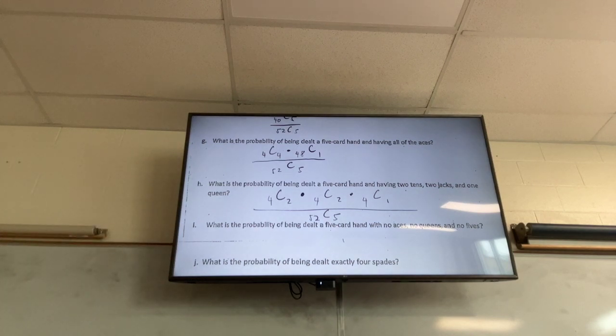So if they said, what's the probability of getting a hand with all number cards or a hand with all face cards? We can keep those probabilities separate, then add them. Or you add and you multiply.